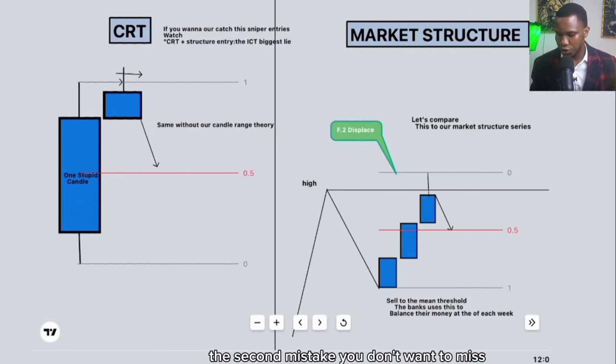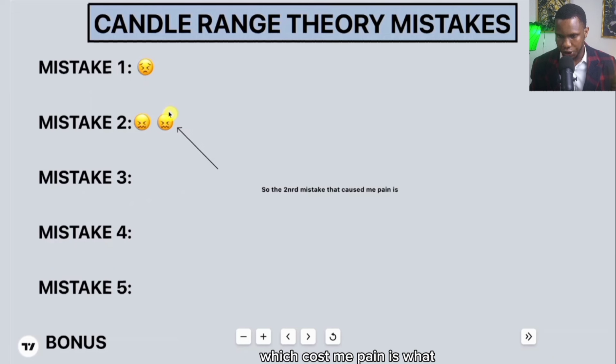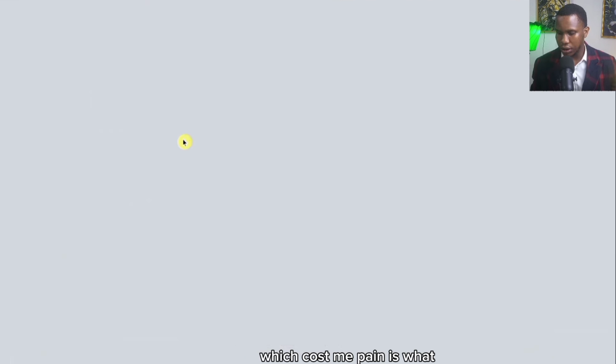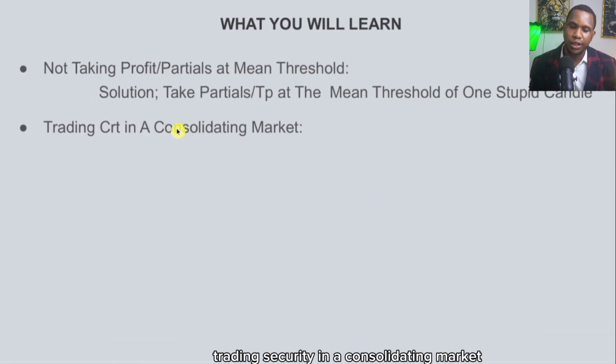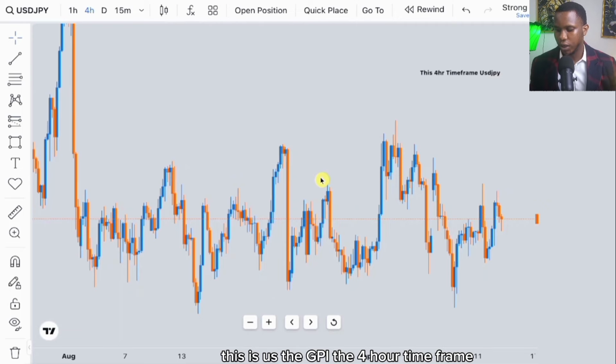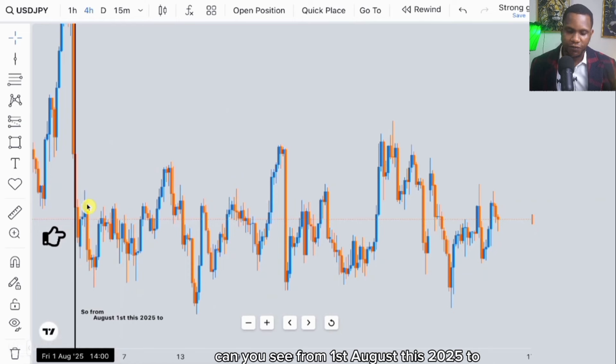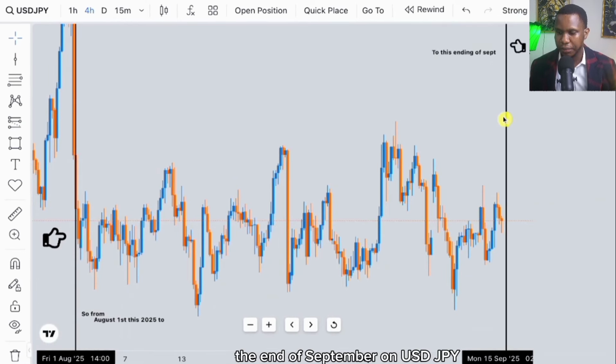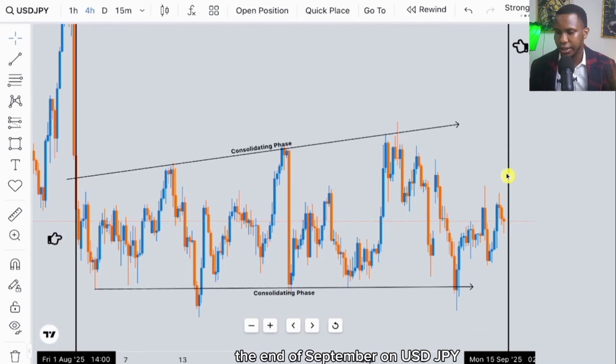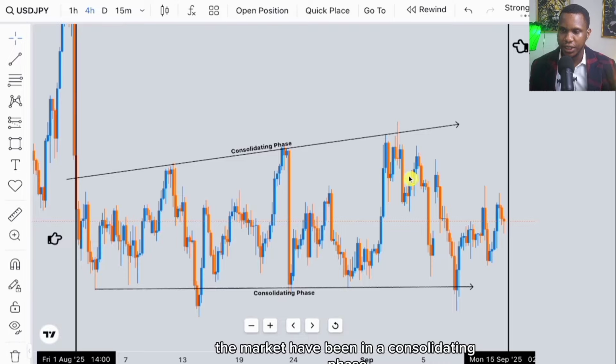The second mistake you don't wanna miss, which cost me pain, is trading CRT in a consolidating market. This is USD JPY, the 4-hour time frame. Can you see from 1st August this 2025 to the end of September on USD JPY, the market has been in a consolidating phase.